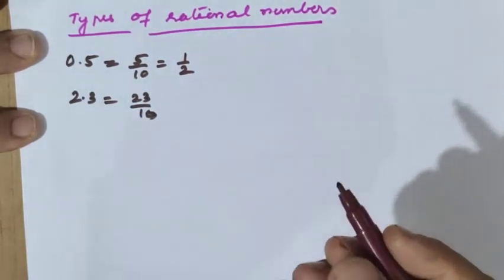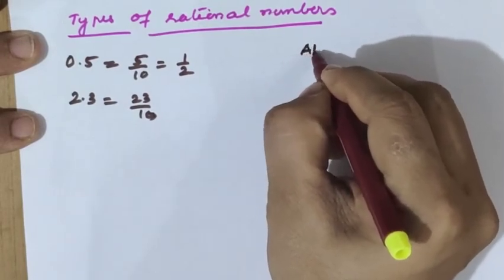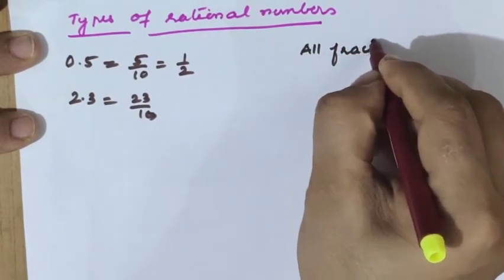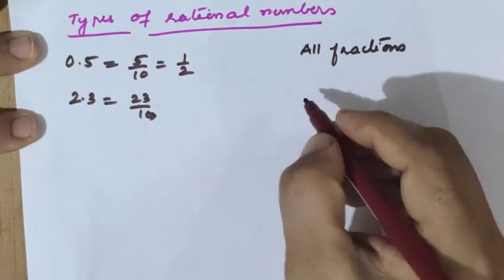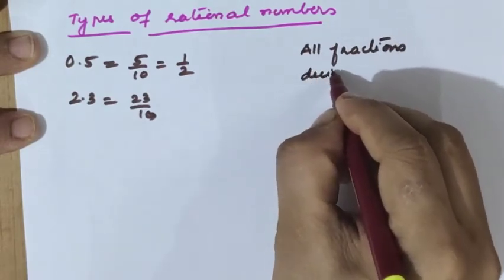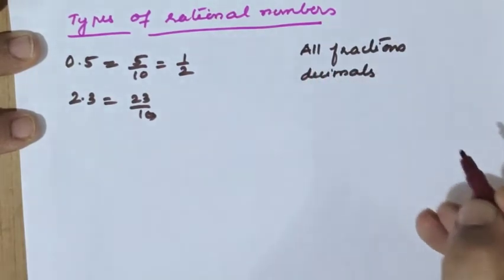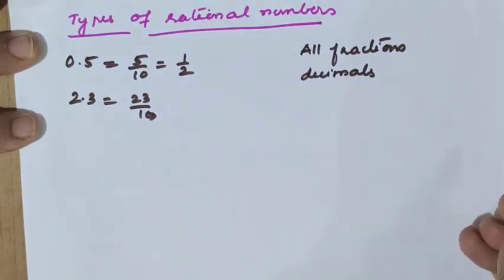So first you learned that all fractions are rational numbers, right? Now decimals: ordinary decimals are rational numbers.